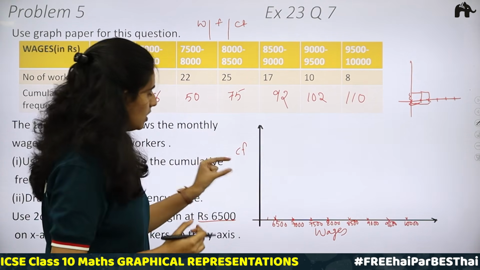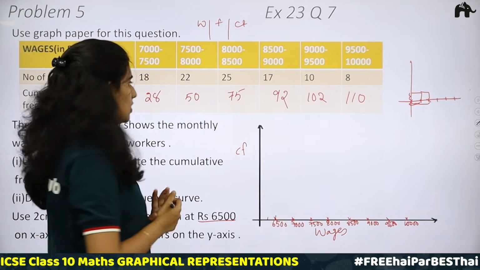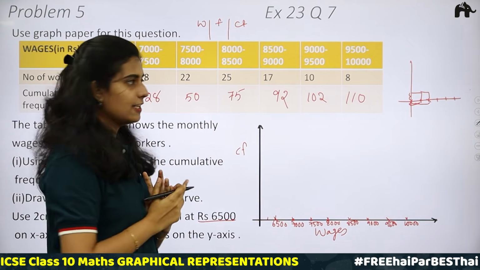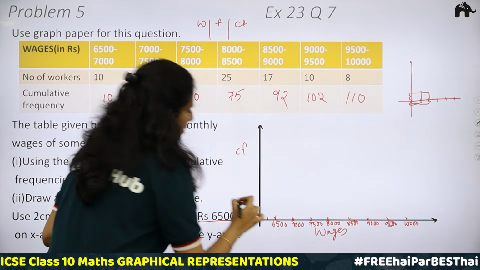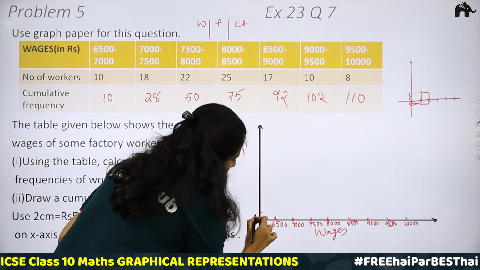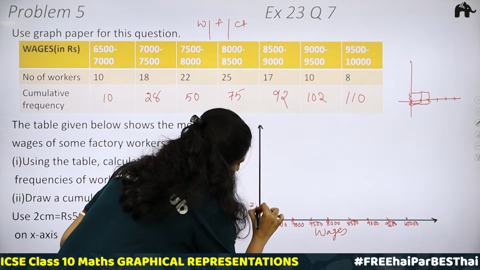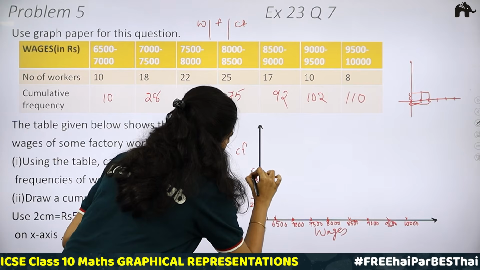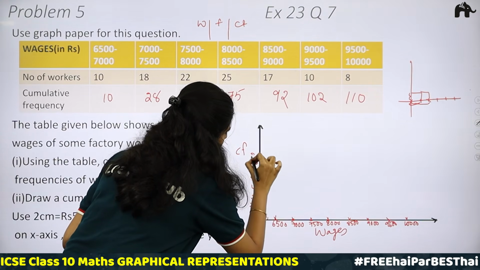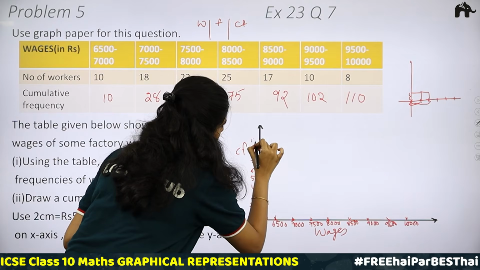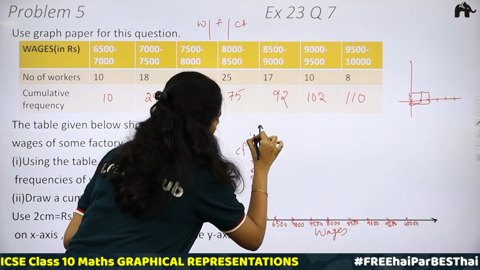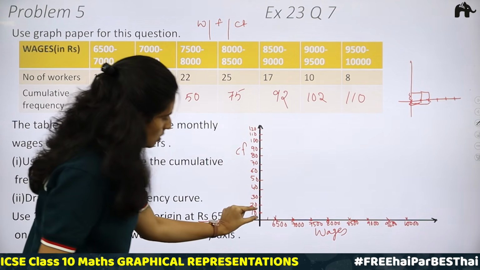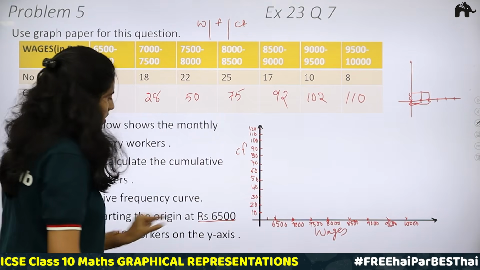Next, cumulative frequency, it's given that 2 centimeters is equal to 10 workers. Every 2 centimeter will be marking 10 workers. So here we need up to 110. Yes, up to 110 we need. If we start with 10, this is 2 centimeter. Imagine this is 2 centimeter. 10, 20, 30, 40, 50, 60, 70, 80, 90, 100, 110, up to 120 will be marking. Every 2 centimeter distance is equal to 10 workers.